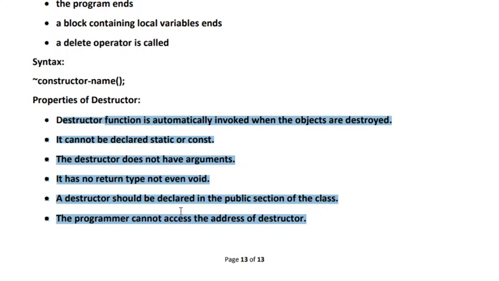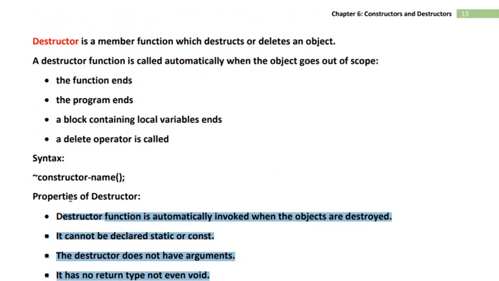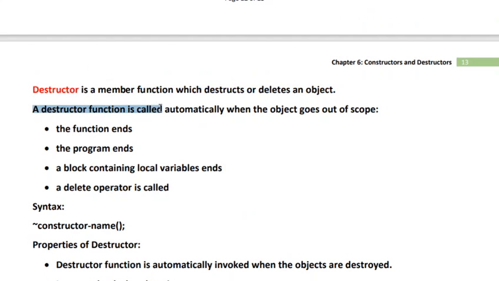Now, these are some of the essential properties of the destructor. It is automatically invoked when the object is destroyed. It cannot be static or constant. It cannot have any argument. It cannot have any return type. It is declared in the public section, and the programmer cannot have access to the address of the destructor. So this is all about the destructor. The important thing to remember is when the destructor is automatically called: when the program ends, when the function ends, when the block containing a local variable ends, and when the delete operator is encountered.